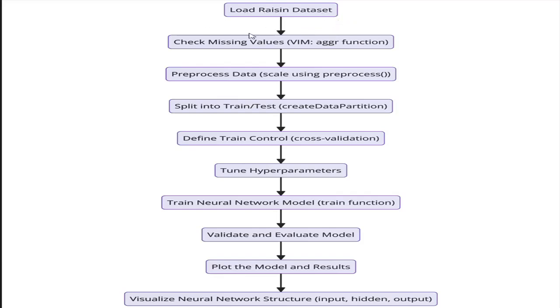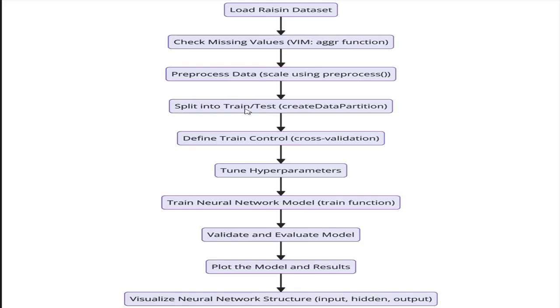Then we'll check whether the data has any missing values, and if there are, we will impute them using mice package functions, Amelia package functions, or missForest package functions. Then we'll preprocess the data. As we have seen in the earlier part of this video, we will scale it using the preProcess function, centering and scaling the data to avoid the larger variable becoming dominant.